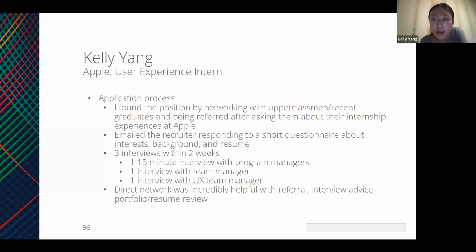And not only that, but I think networking is also so important for interview advice and also for portfolio and resume review. So I had to send in my resume, and I also went through my portfolio in my interview with the UX manager. I wasn't too sure how that would work, so it was helpful to have mentors and good friends that would help me review my portfolio and my resume before the interview process.